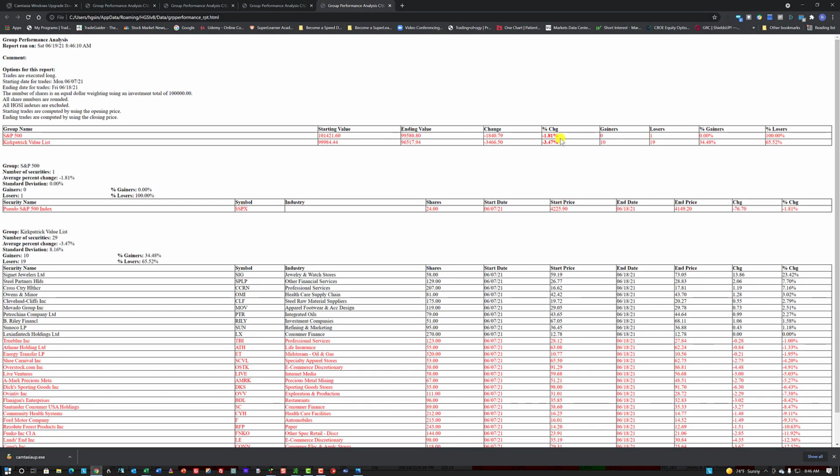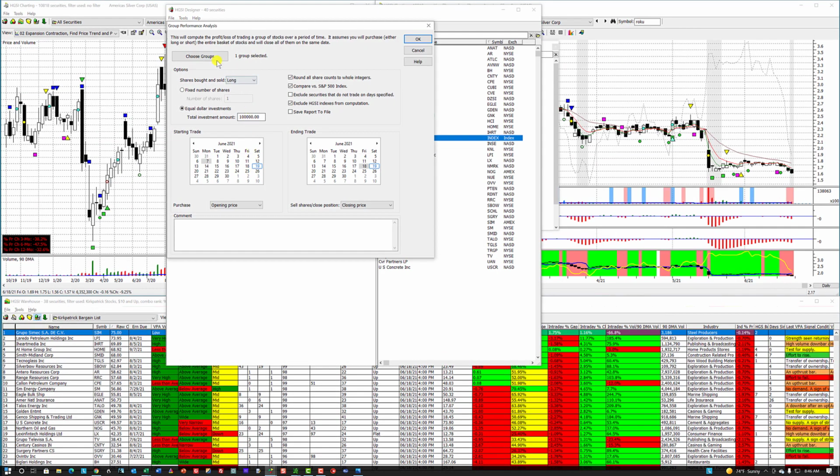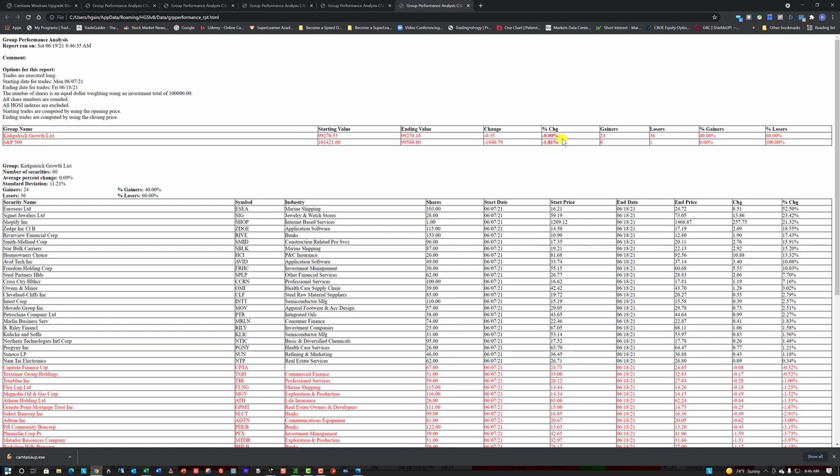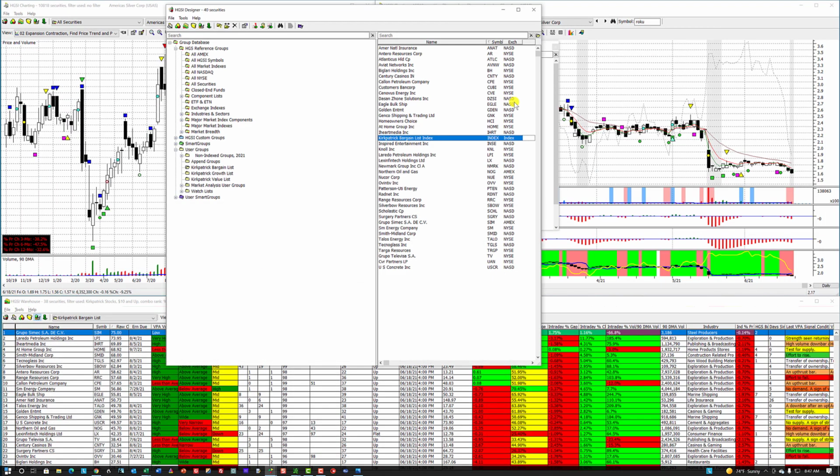This is a value group. Now, you can see how tough this has been, because the market's been rough over the past, especially this past week. Neither one of them performed well here. Let's look at the growth list over that time period. Well, it performed a little bit better than the S&P, but this is a perfect illustration of how tough it is to make money in a weak market. I showed a whole month, and that included this weak market. But it just goes to show, like I said, it's tough.